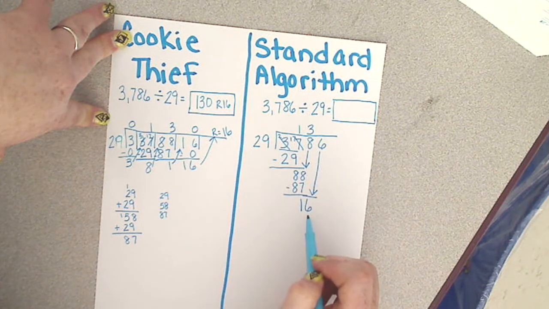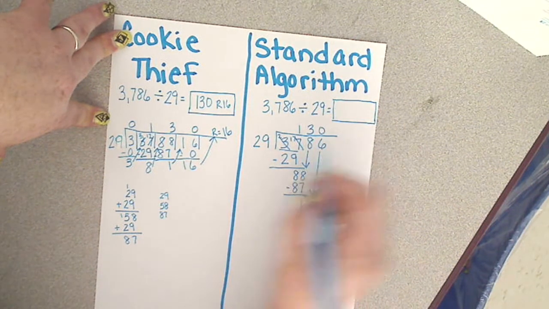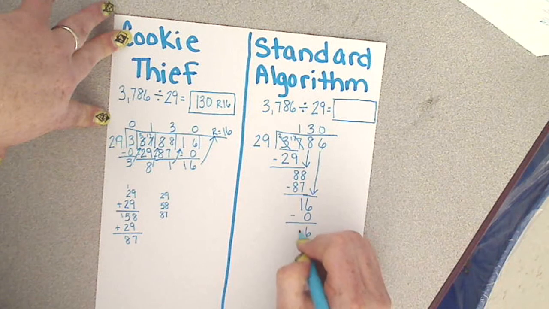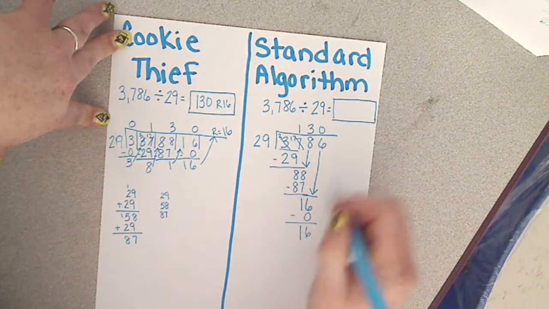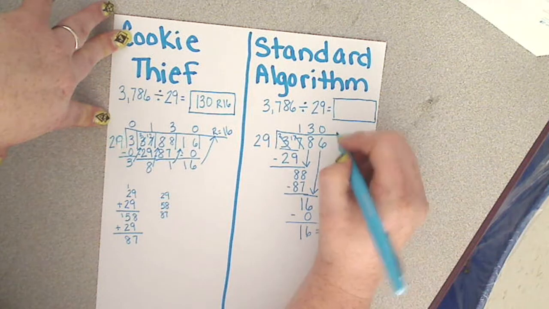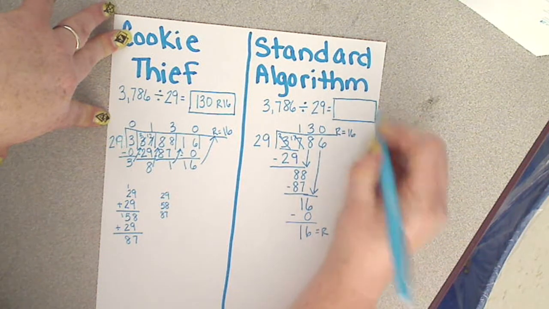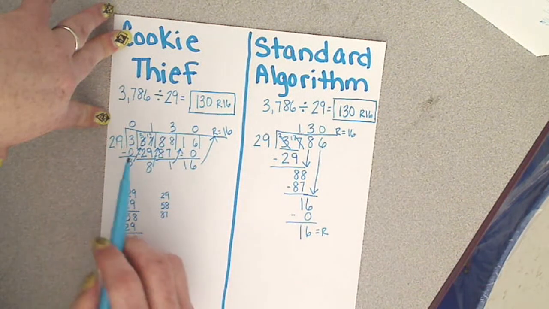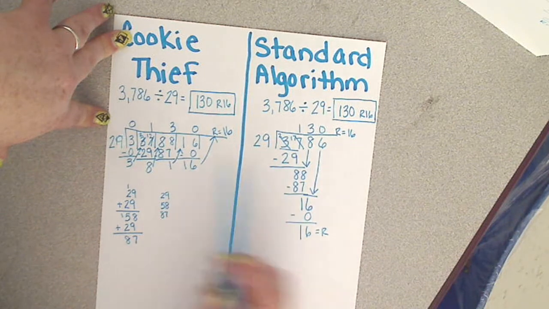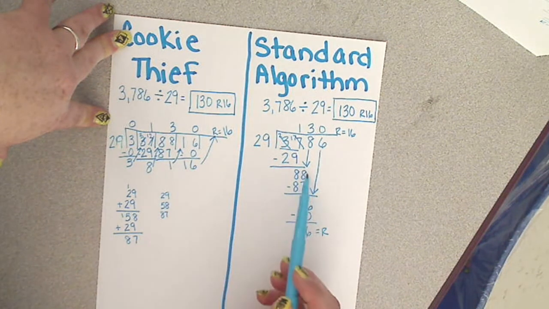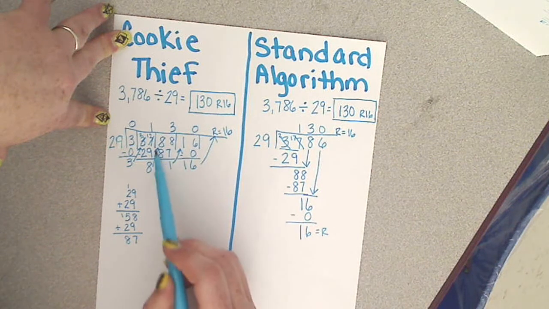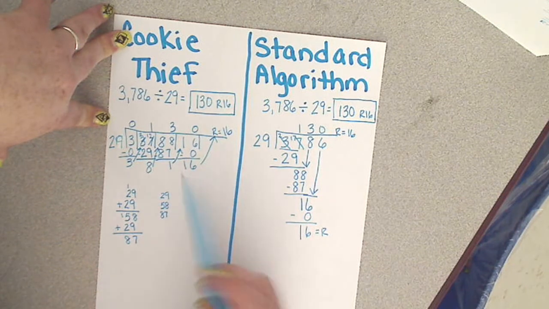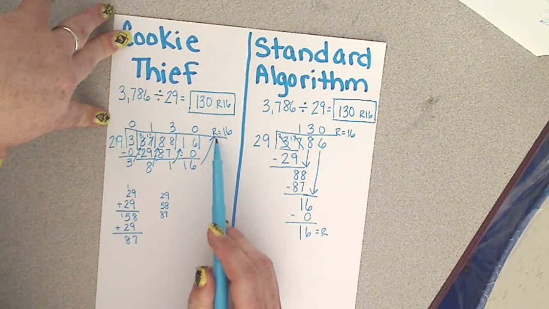I cannot divide 29 into 16. It's not possible. 29 times 0 is 0. I have nothing to bring down. And so now that 16 becomes my remainder. Now let's take a look at this. 37 minus 29. 88 minus 87. 16 minus nothing. And then 16 being our final remainder.